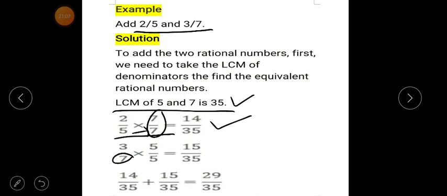Now this 7 should be converted into 35, so we will multiply this by 5 upon 5, so 15 upon 35. Now it's easy to add them. 14 upon 35 plus 15 upon 35 is 29 upon 35.